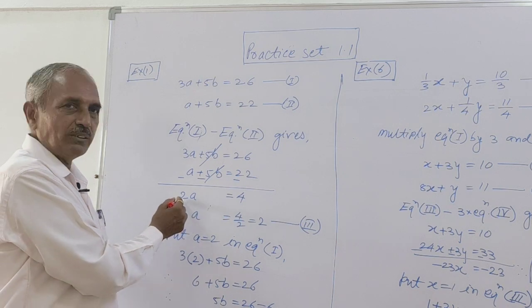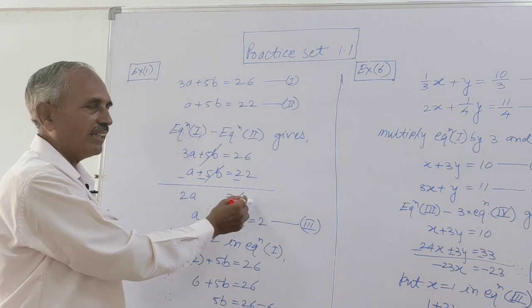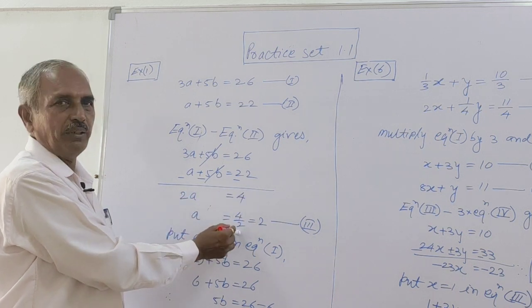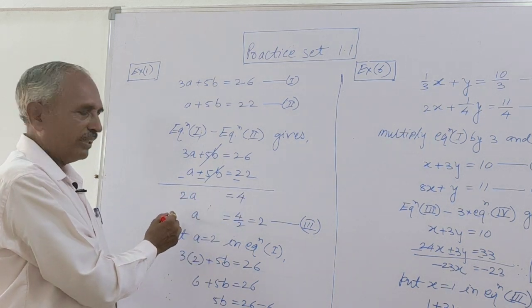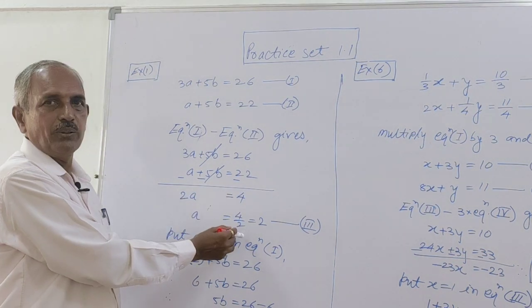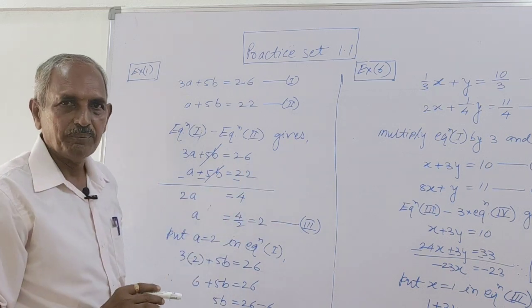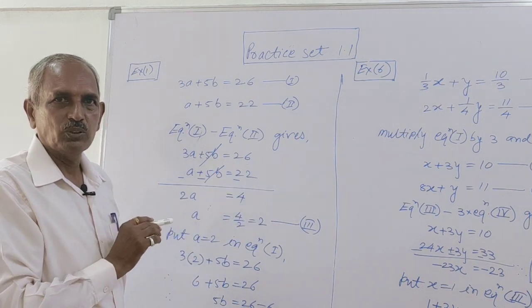I have to transfer this 2 to the right hand side. When I transfer this 2 to the right hand side, it will go to the denominator. So the step becomes a is equal to 4 divided by 2, which is nothing but 2. This is the value of a. Half of the solution is over.